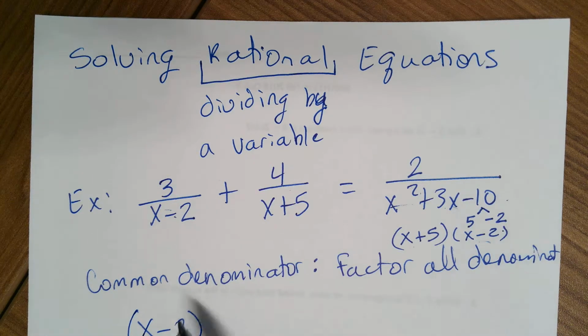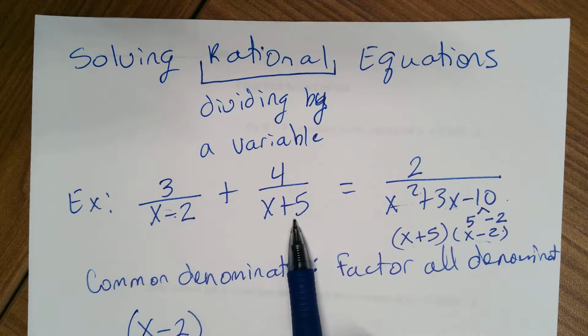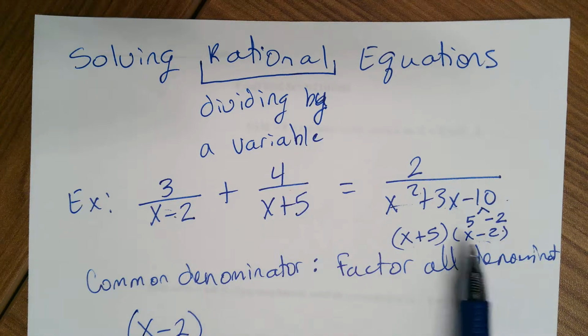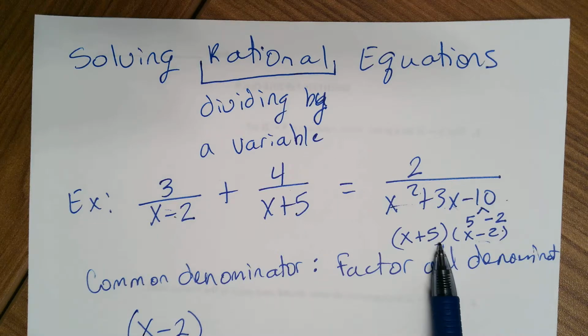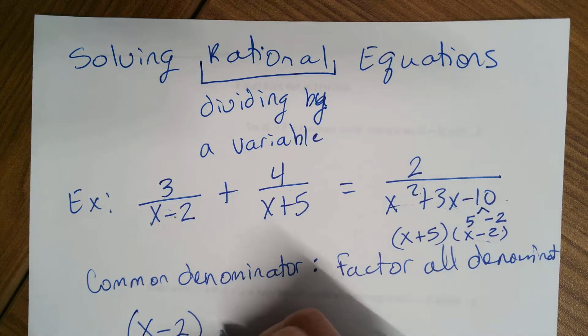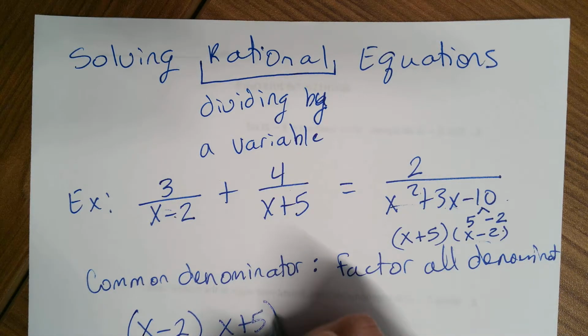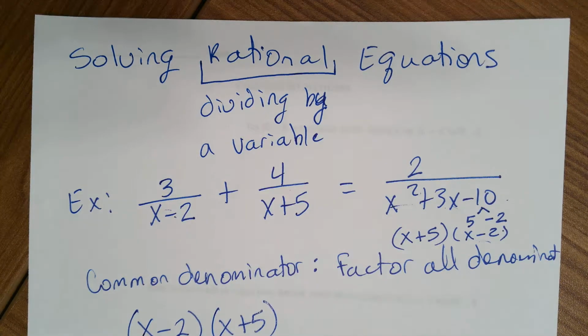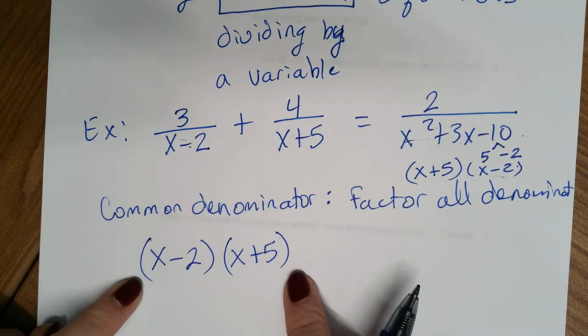And likewise with x plus 5. In the first denominator, I don't have any instance of x plus 5. The second, it appears once, and in the third, again, it appears once. So the most amount of times that x plus 5 occurs is once. So I'll just have a single x plus 5. That's all the factors in my denominator, so this is my common denominator.